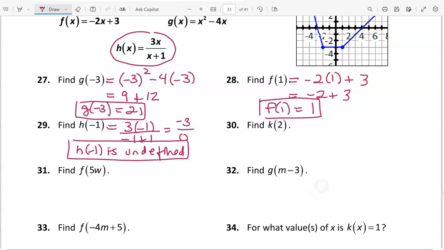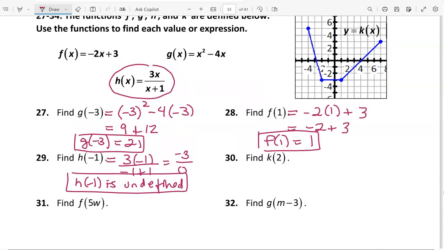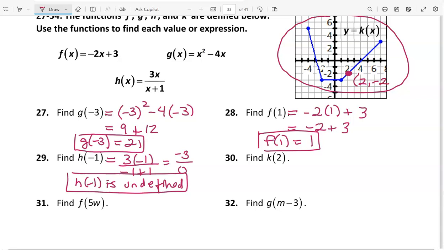For number 30, we're asked to find k of 2, so we'll be using the definition in graph form of k of x. K of 2 implies that we are replacing x with 2. So on the graph, I'm going to find a point where x is equal to 2, and that point has a y value of -2. So k of 2 is equal to -2.